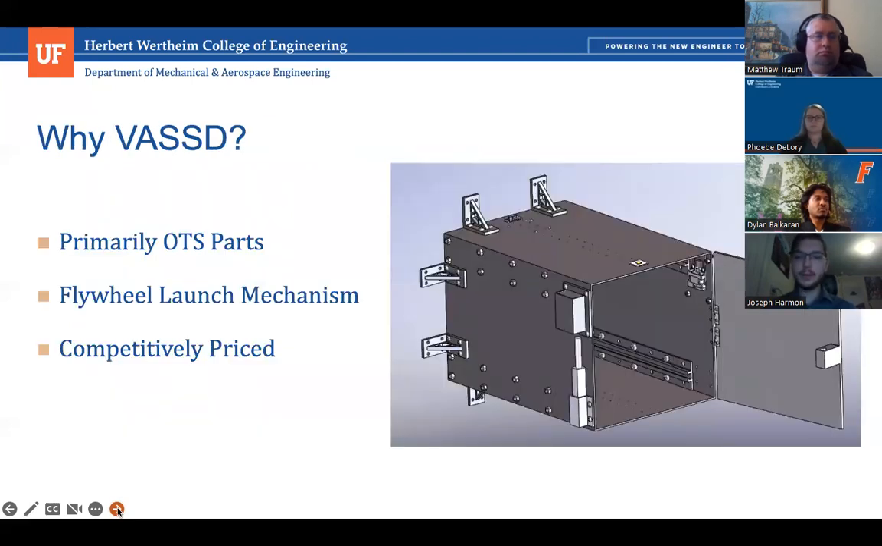So why VAST? Our solution uses primarily OTS parts, which means we are incredibly competitively priced, and we use the variable speed flywheel launch mechanism, which means that our launch speed for satellite position can be changed up until the launch signal is sent.